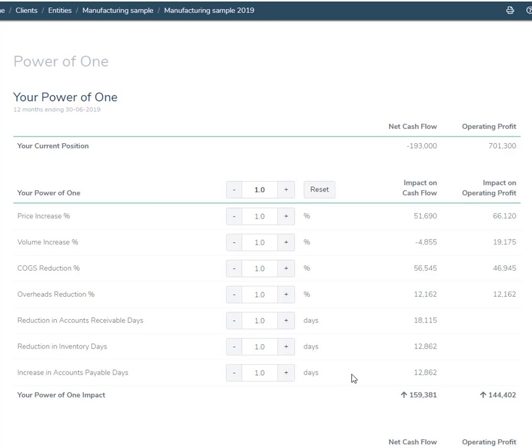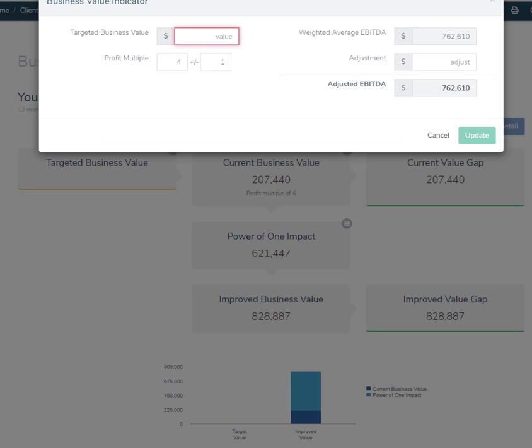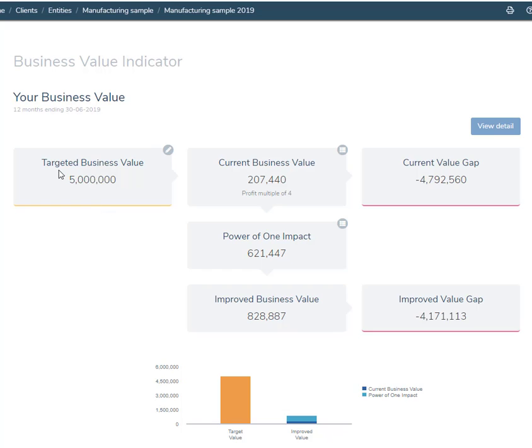So it's an interesting scenario, this one. What we'll do, we'll just have a quick look at this, because I'll show you how this impacts on the value of the business. So we might say we want $5 million for this business. So we've got a targeted business value of $5 million. We have a current business value of $207,000. So we have a gap of $4,792,000.